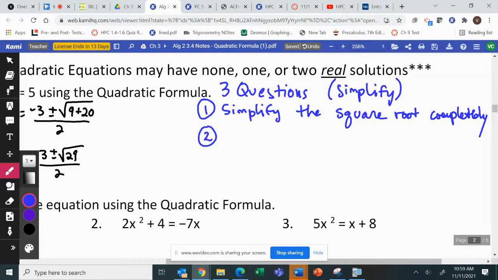The second question that we have to ask ourselves is that the denominator is positive. So is the denominator positive?